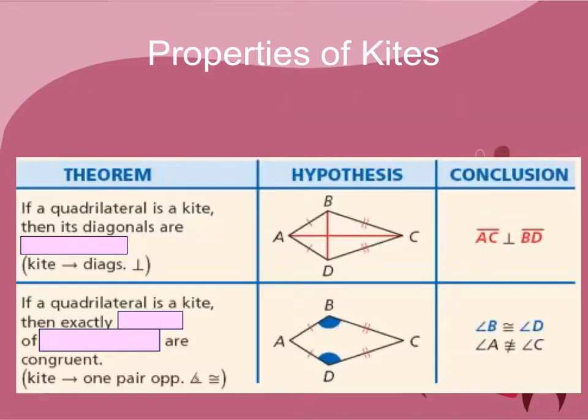So now I have some properties of kites. The first one states, if a quadrilateral is a kite, then its diagonals are perpendicular. What does it mean to be perpendicular? Crosses at 90 degrees. So the diagonals here cross at 90 degrees.